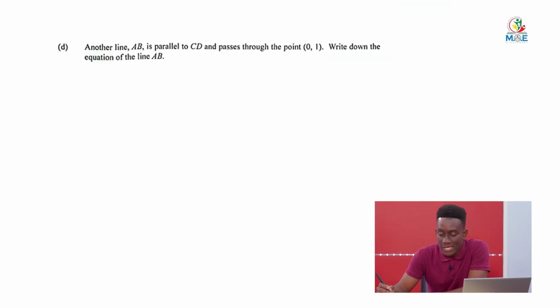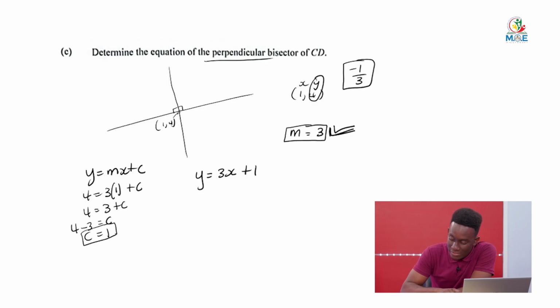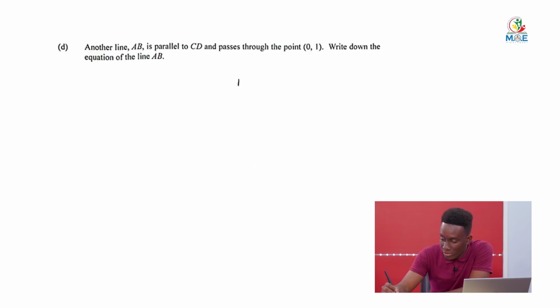Next question says, another line AB is parallel to CD and passes through the point (0, 1). Write down the equation of the line AB. So we see AB is parallel. As long as they're parallel, that means they have the same gradient. So if the gradient of the line CD is negative 1 over 3, the gradient of this line AB would be negative 1 over 3. And we also have the point that the line passes through. So this would be x, this is y.